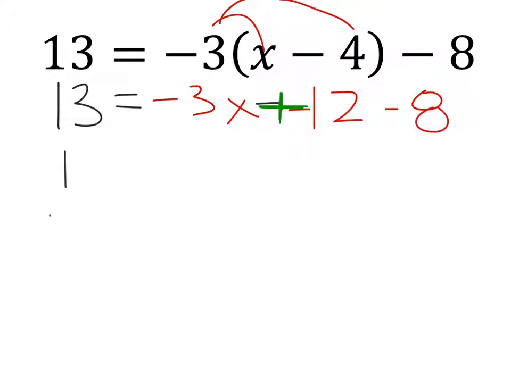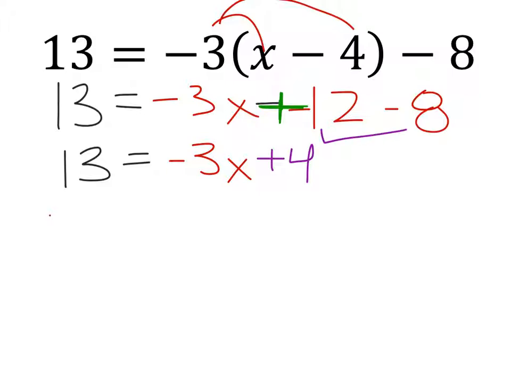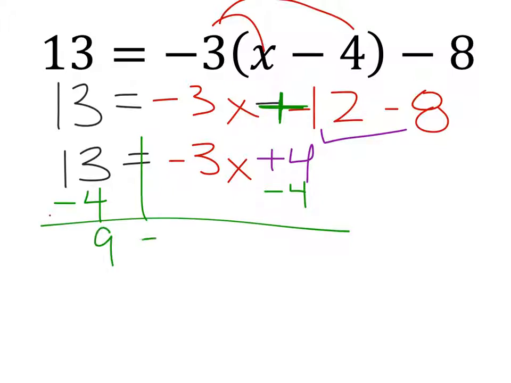So let's just continue and combine. We got 13 equals negative 3x. And then 12 minus 8, bam, we get a positive 4 from these two. And then you're going to subtract 4 from both sides. And we get 9 equals, this is another mistake we see often, negative 3x. It's a very small mistake. It doesn't mean that you're doing it wrong, it just means that you forgot the negative. And then we'll divide both sides by, I'm sorry, negative 3.